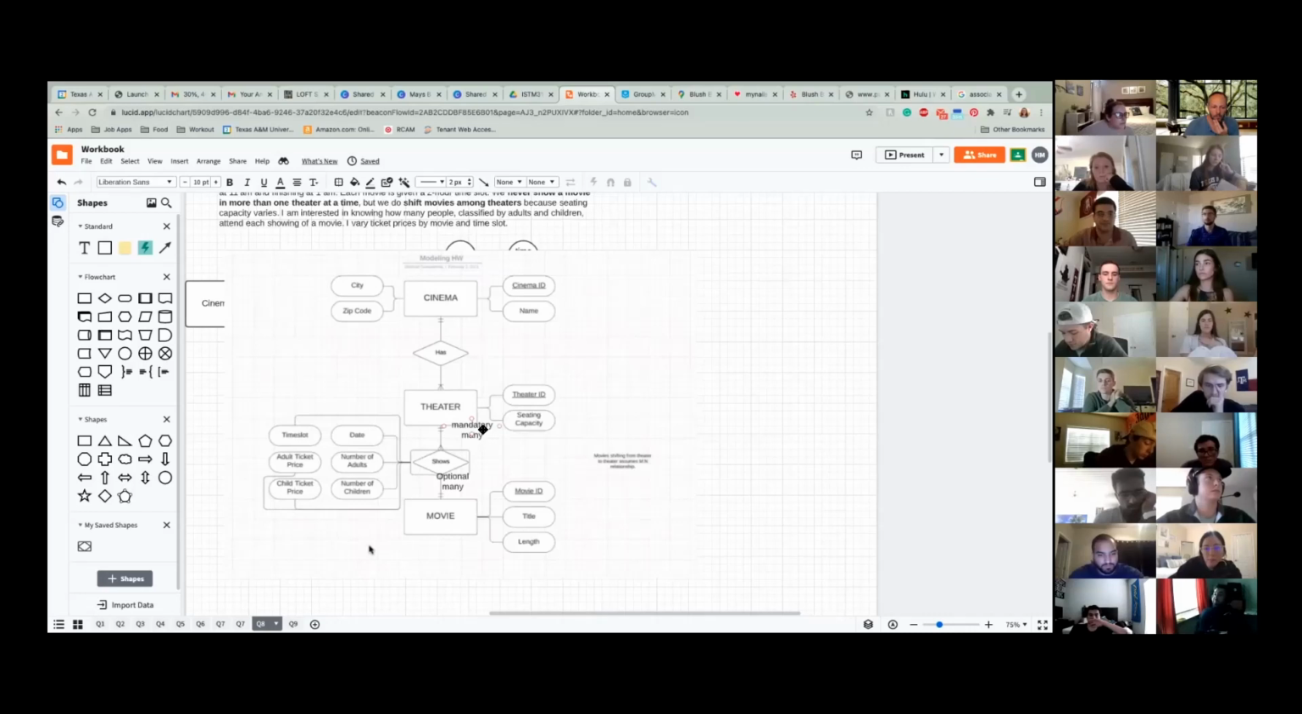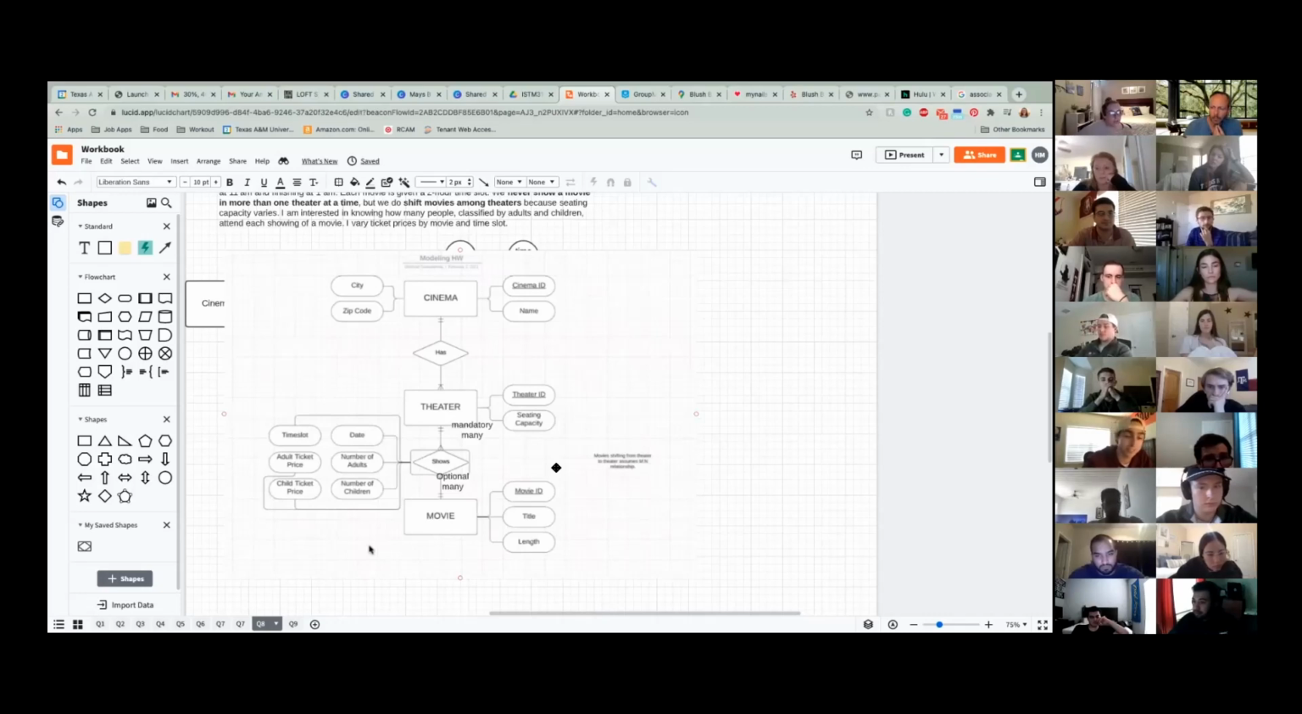And then this was the one thing I didn't get on there, but moving in the direction of movies, we had the associative entity of shows. And so we said that this was a mandatory many coming from this direction and an optional many coming from the opposite direction, because the theater has to have multiple showings, but they don't have to have the same movie showing.